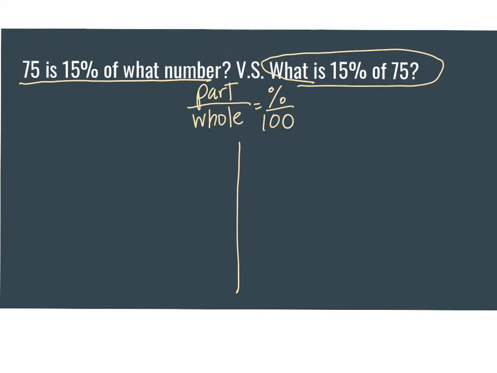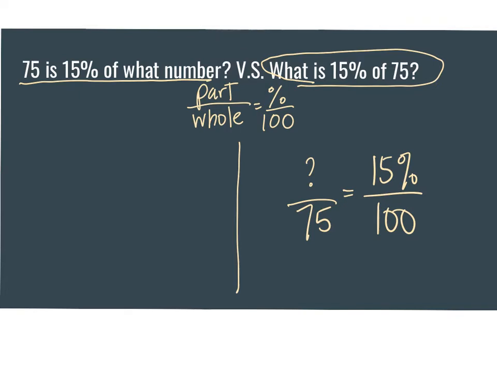Let's take the problem we're familiar with: what is 15% of 75? The easiest part of our formula to plug in is our percentage. We know it's 15 over 100, and that's going to be equal to a ratio of what is 15% of 75. The unknown is how many is 15% of 75, and 75 is our whole. That's what we looked at last time.